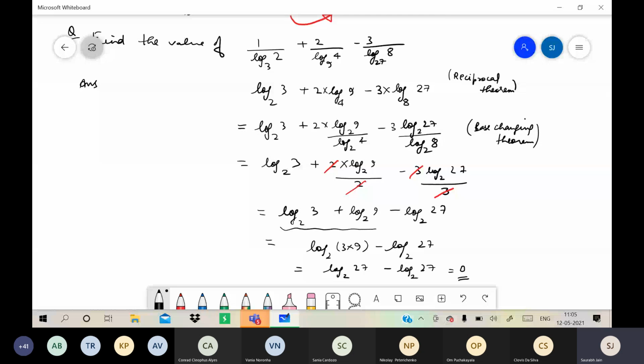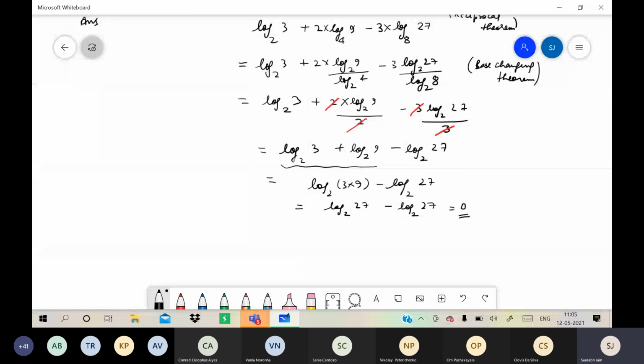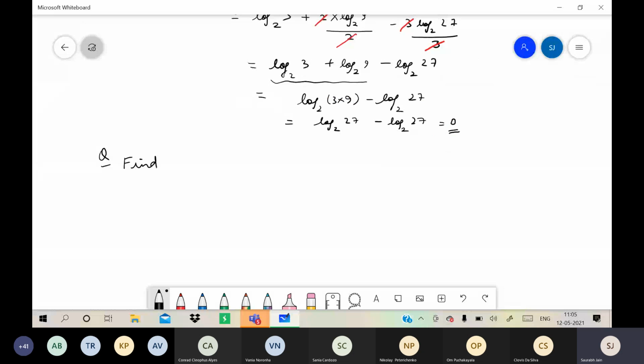Another question. Find the value of log 36 base 3 minus log 4 base 3 by log 3 base 108. Find the value. Every time you are getting some value like 0, 1, 2, right? Like this. So value means some number.